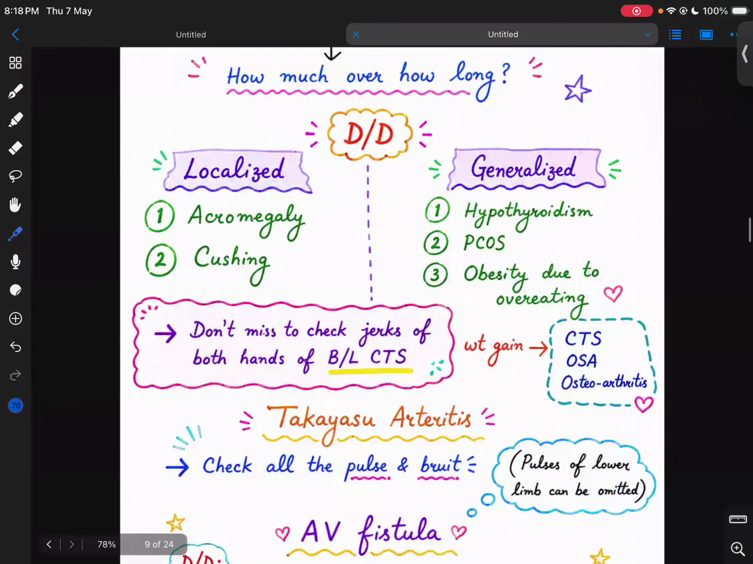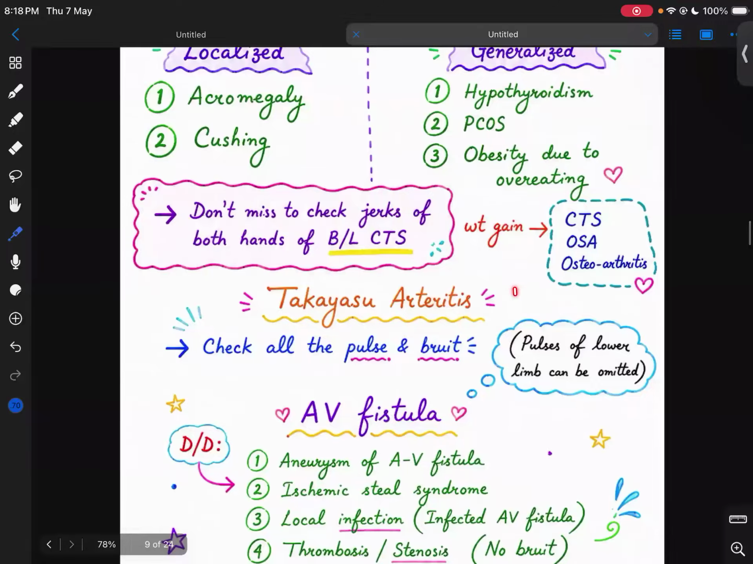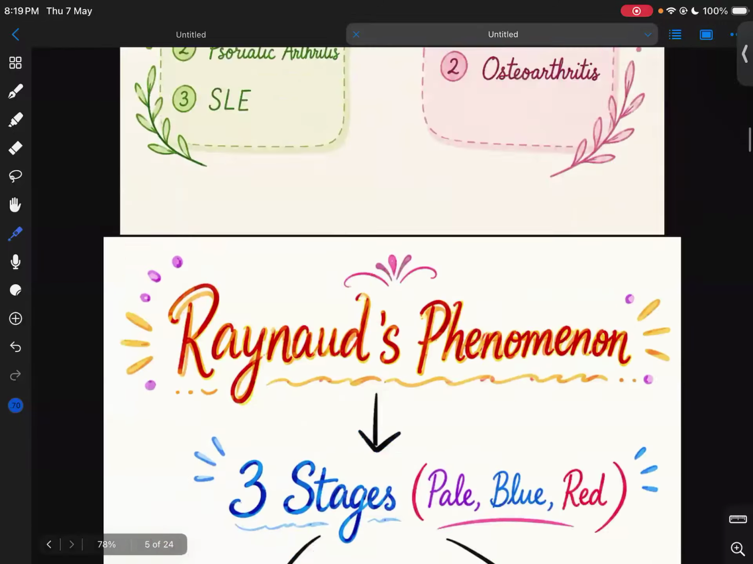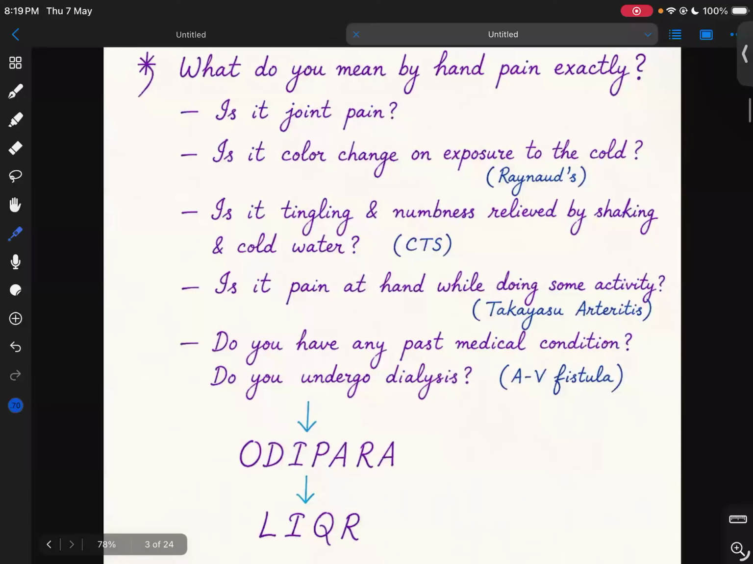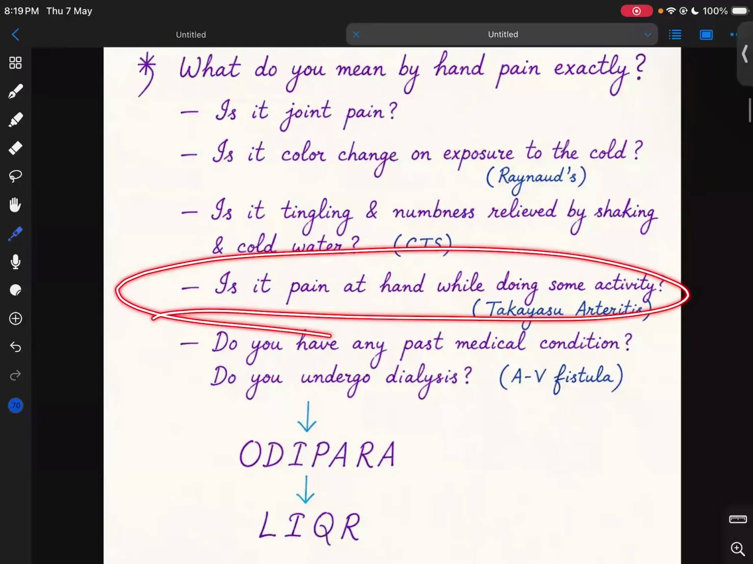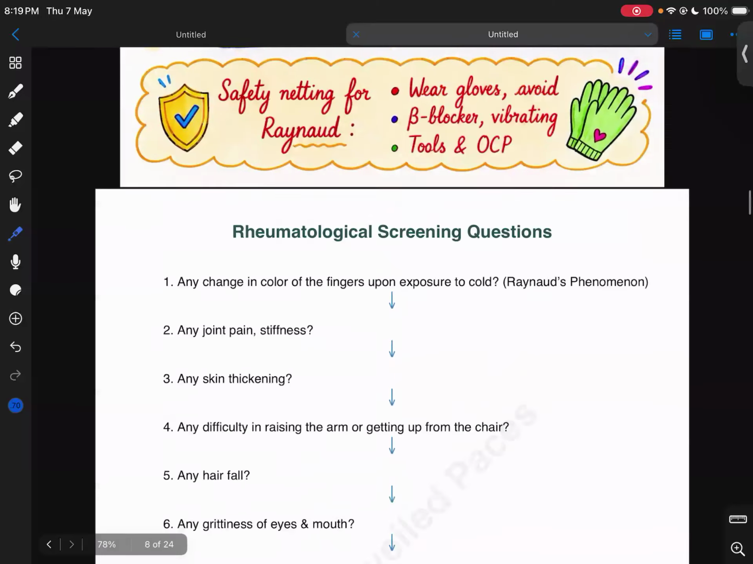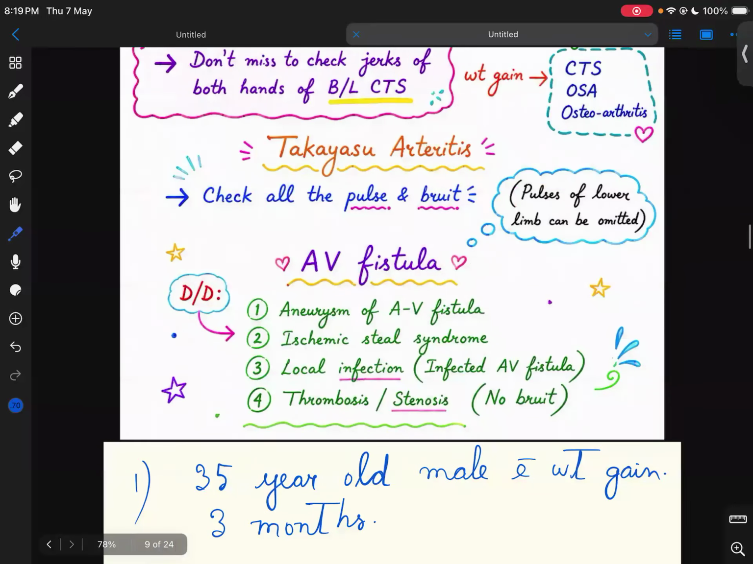So the next cause of hand pain is Takayasu arteritis. It is very much simple. The screening question is, is there hand pain while doing some activity? It will be typically a middle-aged female or young female. And whenever you are asking about hand pain while doing the hand activity, it will be Takayasu arteritis. In this case, we have to be cautious of one thing.